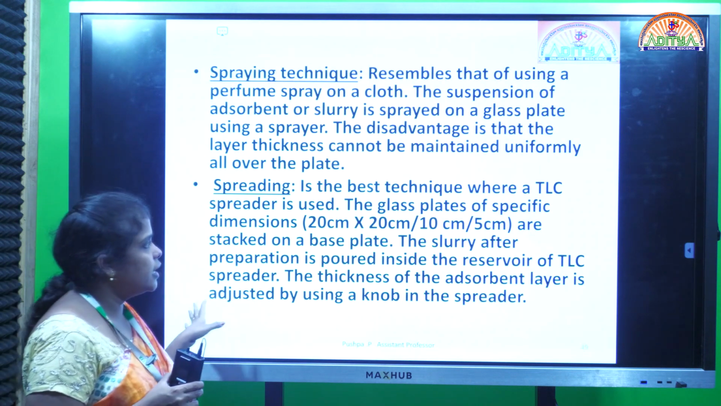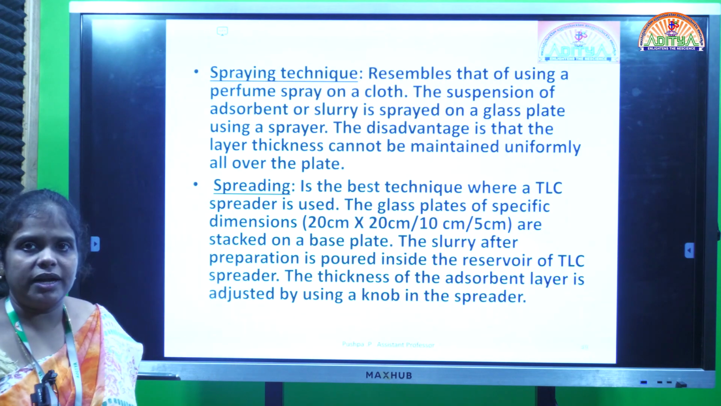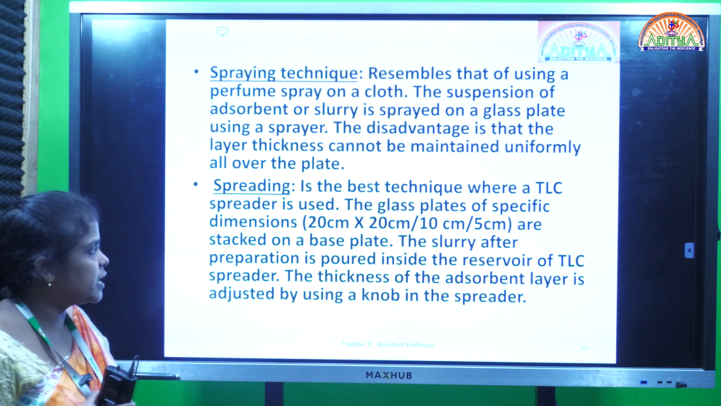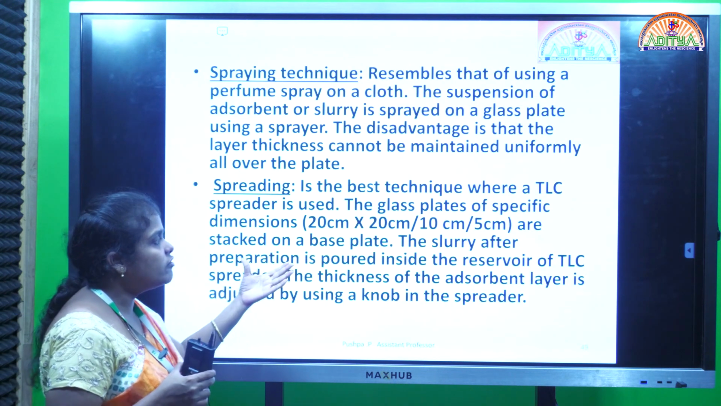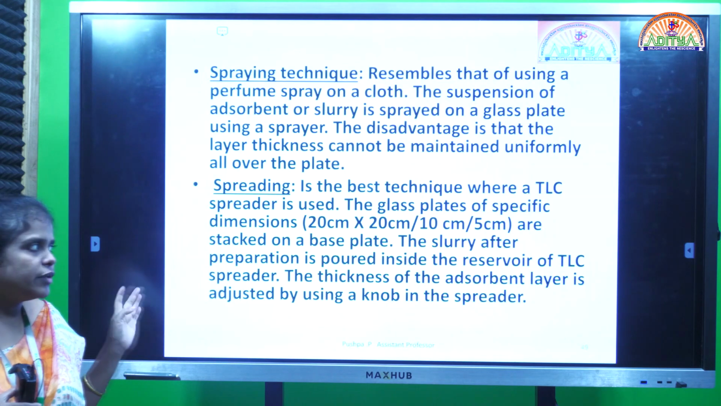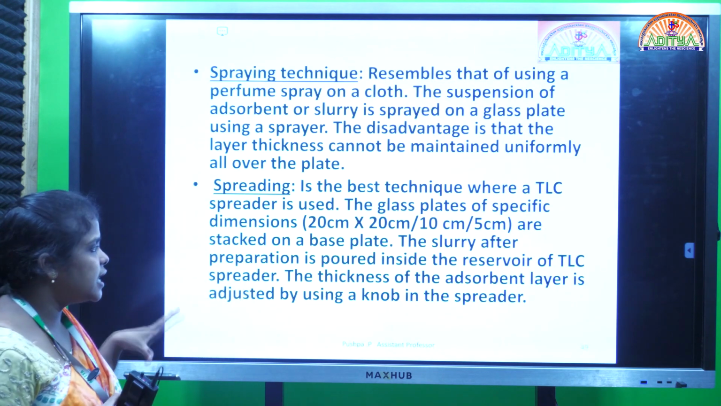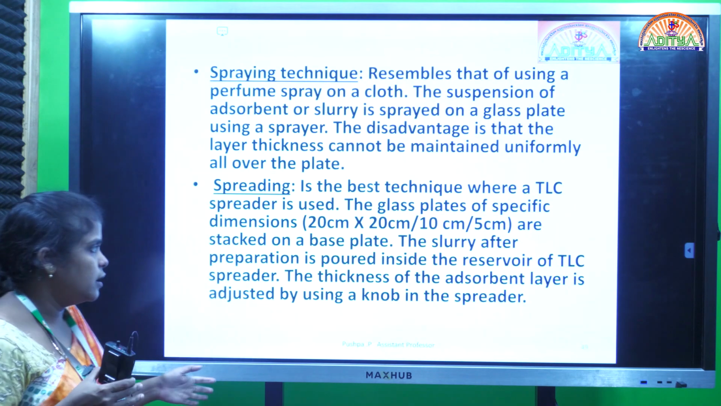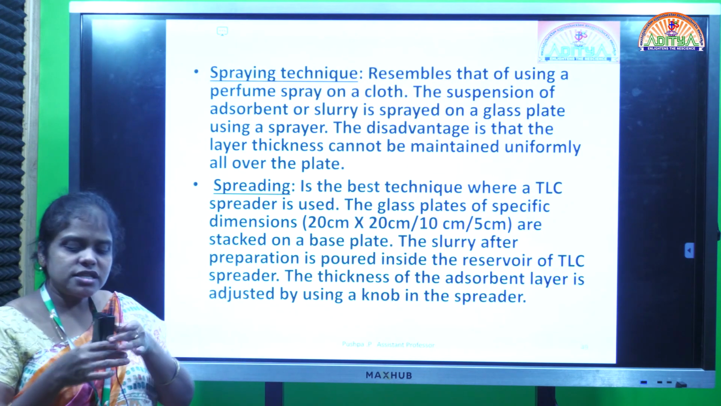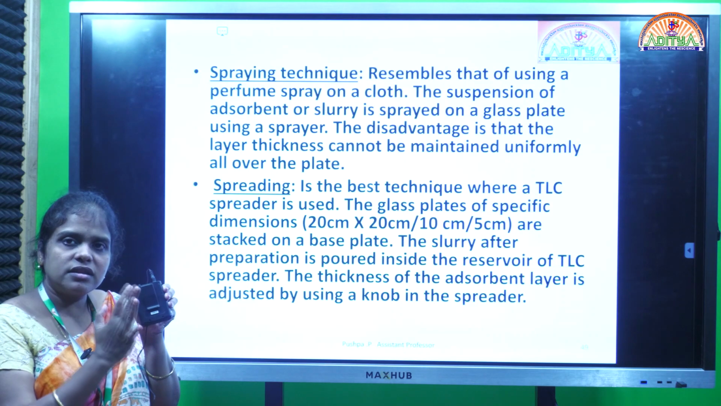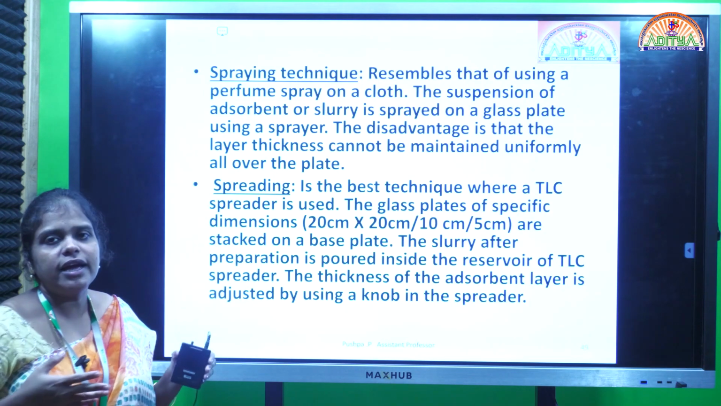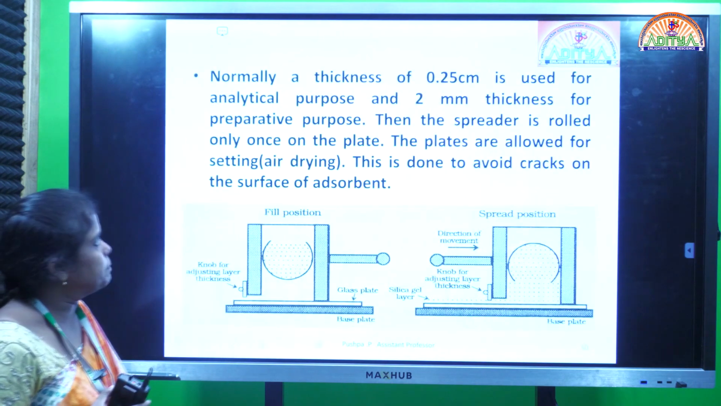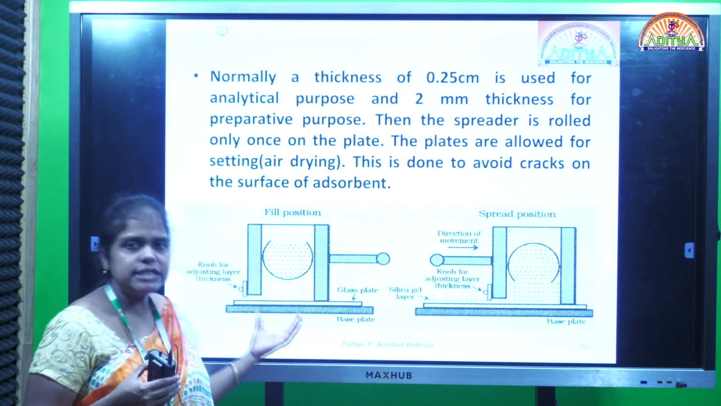In the spreading technique, we will have one spreading equipment. That means there will be uniform spreading of the slurry on the TLC plate by using one spreading agent. Here we can take glass plates of dimensions 20 by 20, 20 by 10, 20 by 5 also, and the slurry we are applying, we have to take in one equipment called a spreader. And how much thickness in mm of slurry we have to apply on the plate, we can adjust initially. I will show you the equipment. See, this is the slurry spreading equipment.